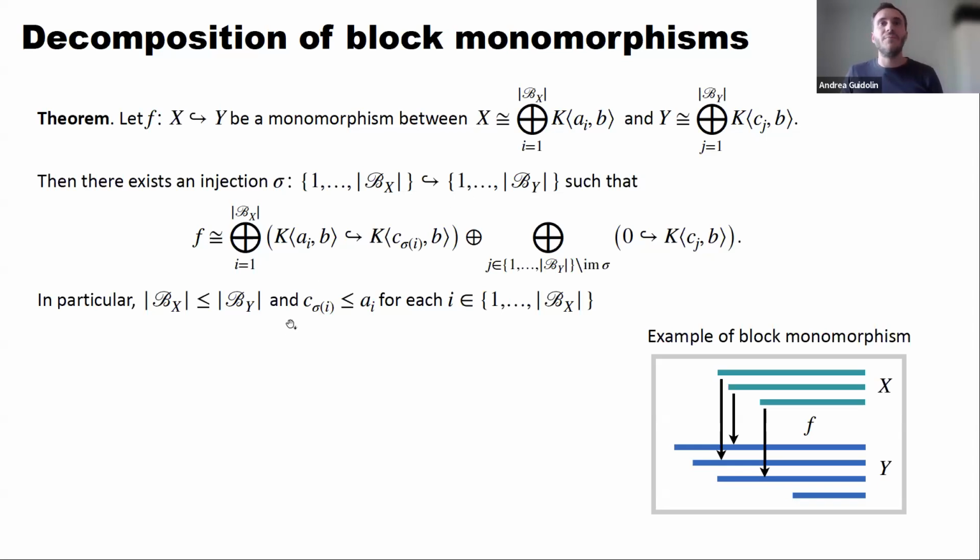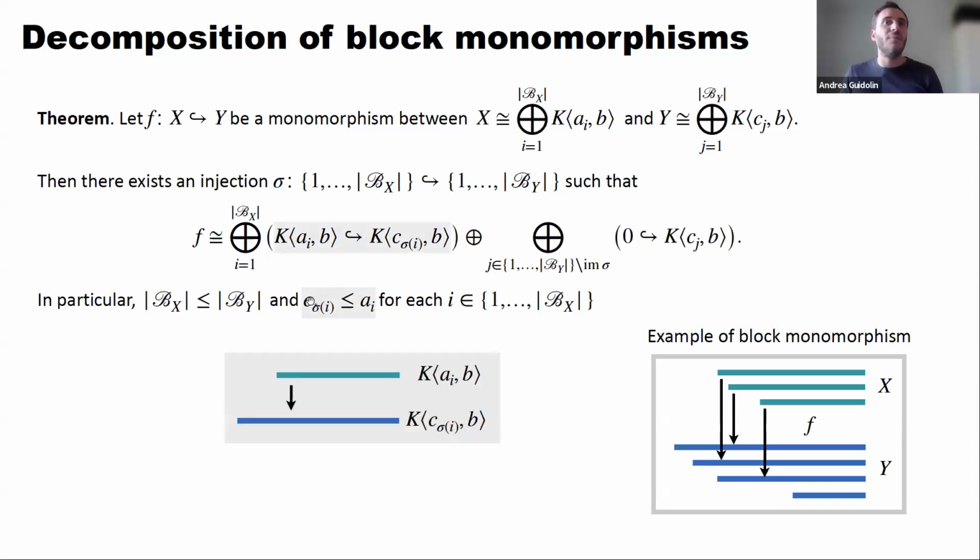But also, we have a condition on the start point of the matched bars in these summands of the decomposition that comes from the very first example that I showed. If there exists a non-zero morphism between bars, then we know that the start point of the target bar is less than or equal to the start point of the bar in the domain.